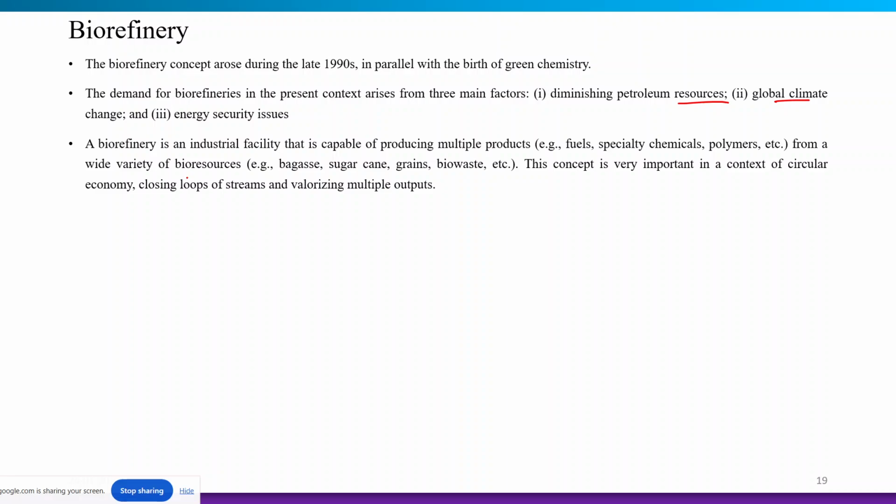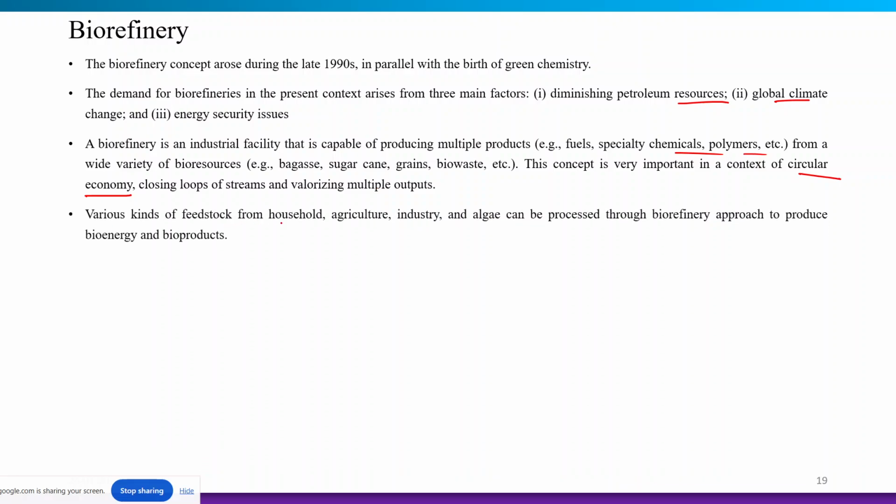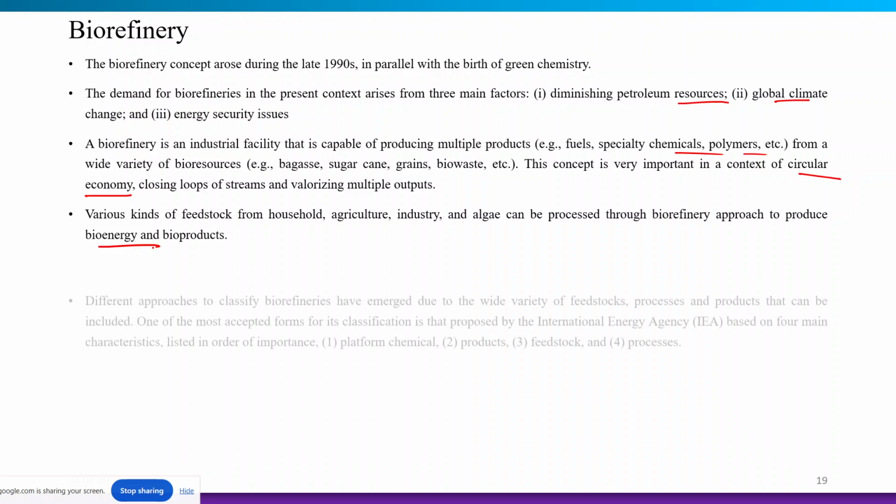A biorefinery is an industrial facility that is capable of producing multiple fuels, especially chemicals and polymers, from a wide variety of bioresources. This concept is very important in the context of the circular economy, closing the loops of streams and valorizing the multiple outputs. Various kinds of feedstocks from households, agriculture, industry, and algae can be processed through the biorefinery approach to produce bioenergy and bioproducts.